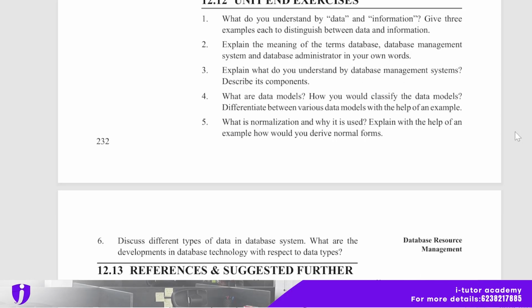What are data models? How would you classify the data models? Differentiate between various data models with the help of an example. What is normalization and why is it used? Explain with the help of an example how you would derive normal forms. And discuss different types of data in a database system and what the developments in database technology are with respect to data types. Okay, so these are the questions from this unit.